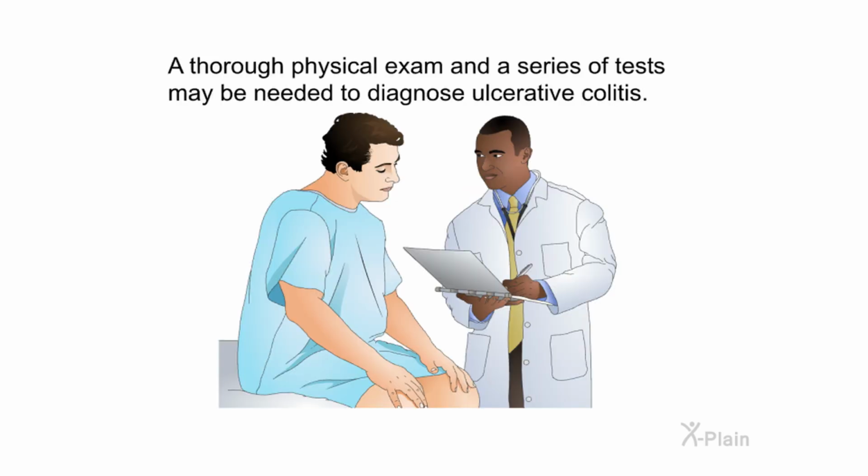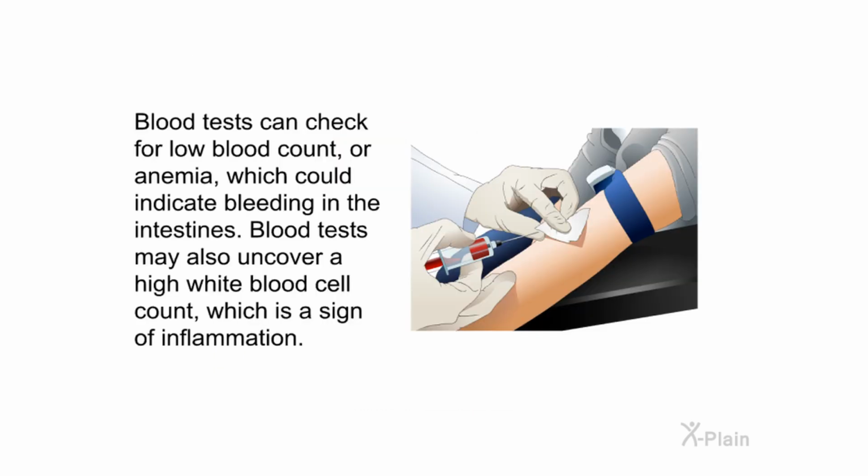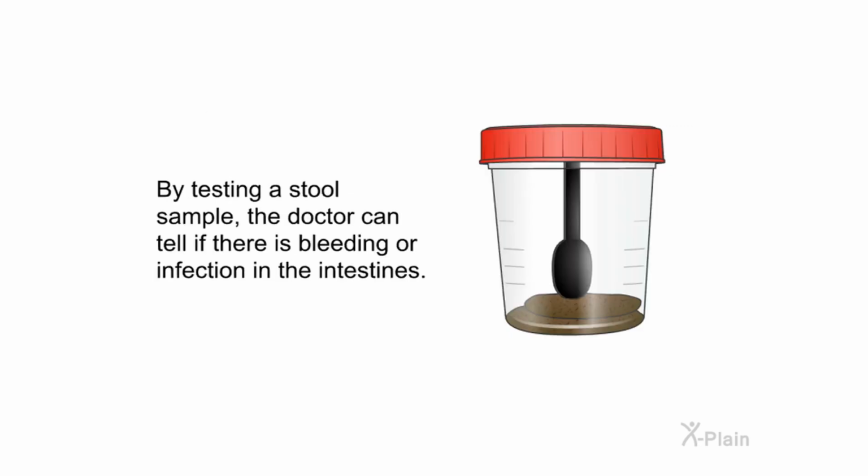Diagnosis. A thorough physical exam and a series of tests may be needed to diagnose ulcerative colitis. Blood tests can check for low blood count or anemia, which could indicate bleeding in the intestines. Blood tests may also uncover a high white blood cell count, which is a sign of inflammation. By testing a stool sample, the doctor can tell if there is bleeding or infection in the intestines.